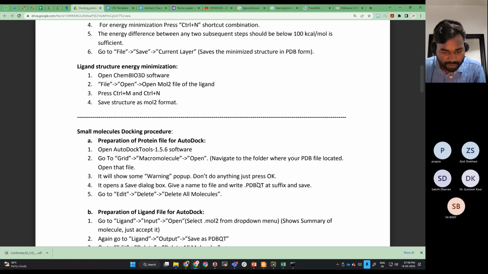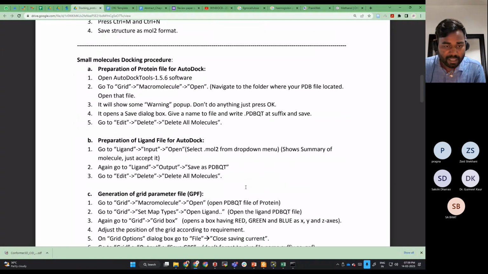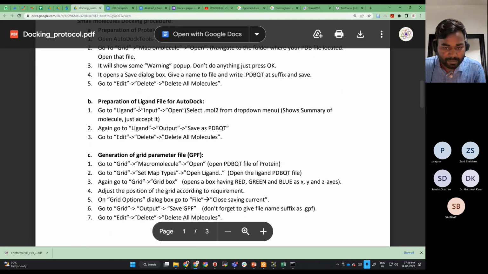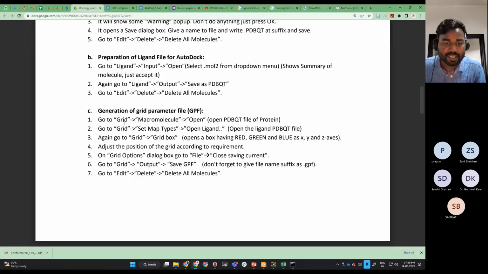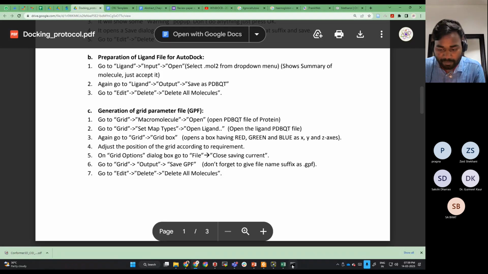with charges and topology, everything. So everything will be saved in that file. So you convert your protein in PDBQT format, your ligand in PDBQT format, then you perform similarly. You save the PDBQT format of your ligand, then you generate a grid box around the macromolecule, then set map type.